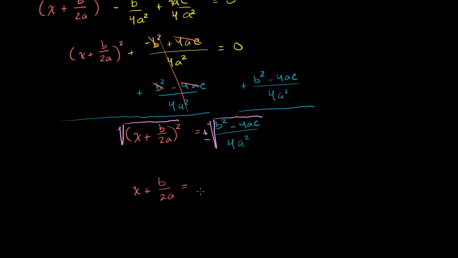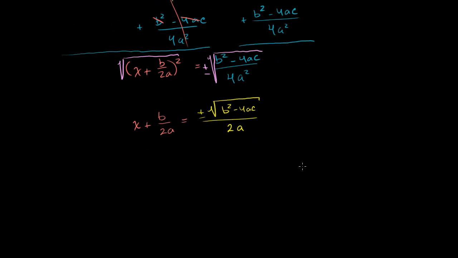So let's write this as the plus or minus square root of b squared minus 4ac over, what's the square root of 4a squared? Well, it's just going to be 2a. Square root of 4 is 2. Square root of a squared is a. And we're almost there. To solve for x, we just have to subtract b over 2a from both sides of this equation.